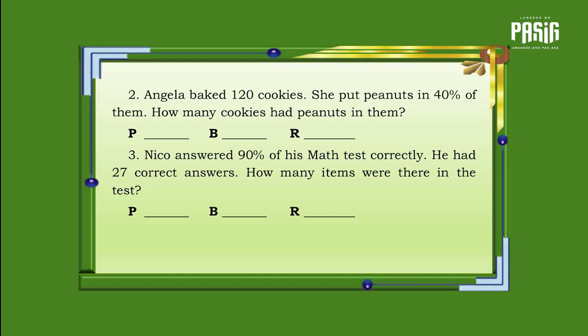Question number 3. Nico answered 90% of math tests correctly. He had 27 correct answers. How many items were there in the test? Which one is the percentage, the base, and the rate? Take note that the missing element should be represented by N. Okay, I'm giving you 10 seconds to answer this question. My timer starts now.